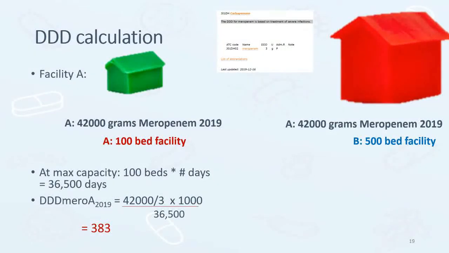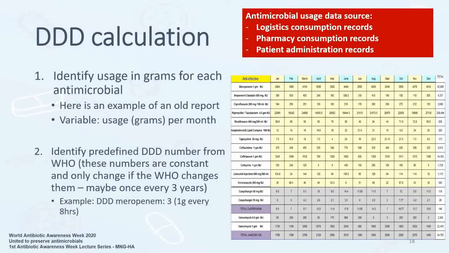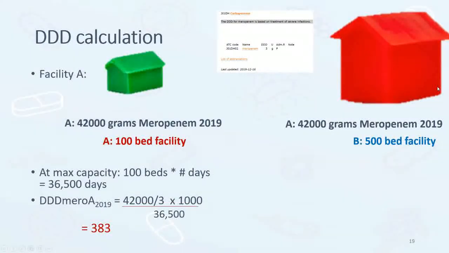So for example, going back to our example, facility A, let's say, used 42,000 grams, which is the actual usage data here on the top right corner. If you can see my mouse, it's around 42,000 vials. So I'm going to use that number just to make it a bit more realistic for facility A and facility B. On the right-hand side, it's facility B. So facility A used 42,000 and facility B used 42,000. It's a 100-bed facility and a 500-bed facility.